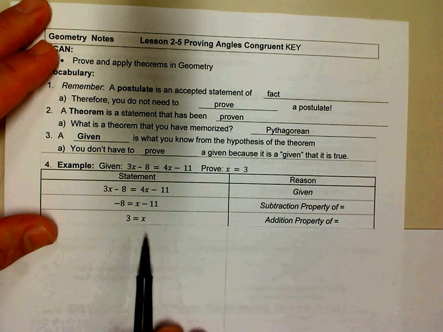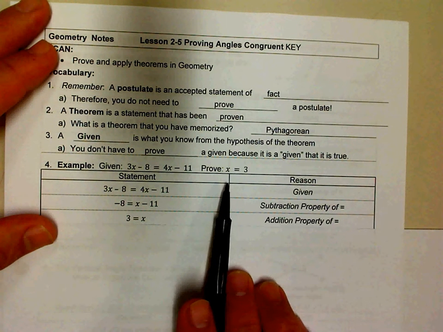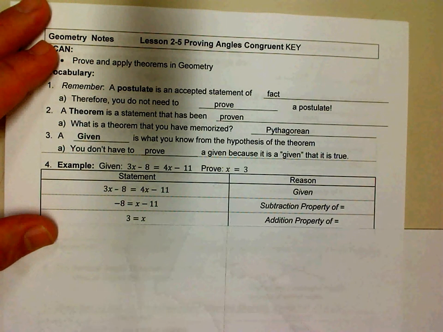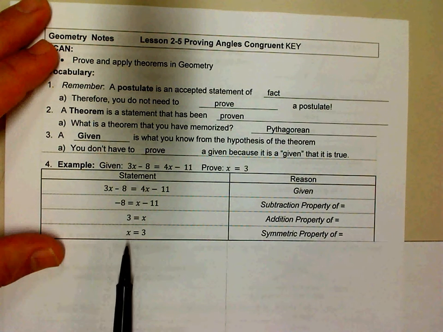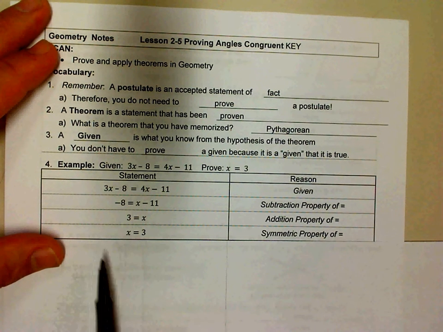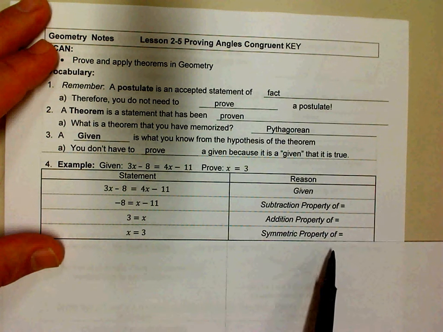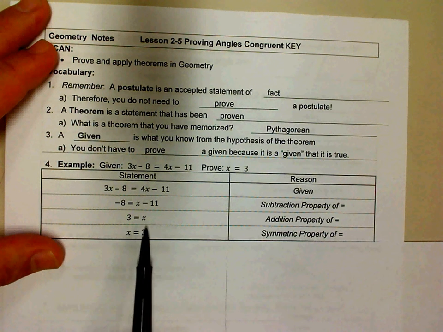We're still not matching exactly what we wanted to prove, but it's a simple step of switching those around. And the reason we can switch the 3 and the x is because the symmetric property of equality says that if 3 equals x, x equals 3. And now we are done.